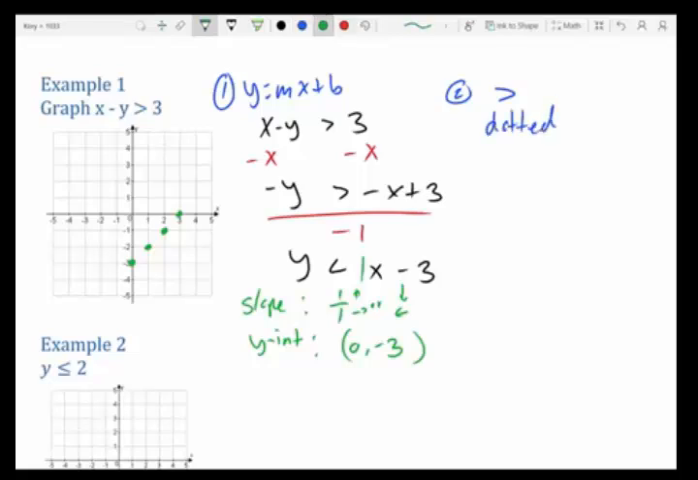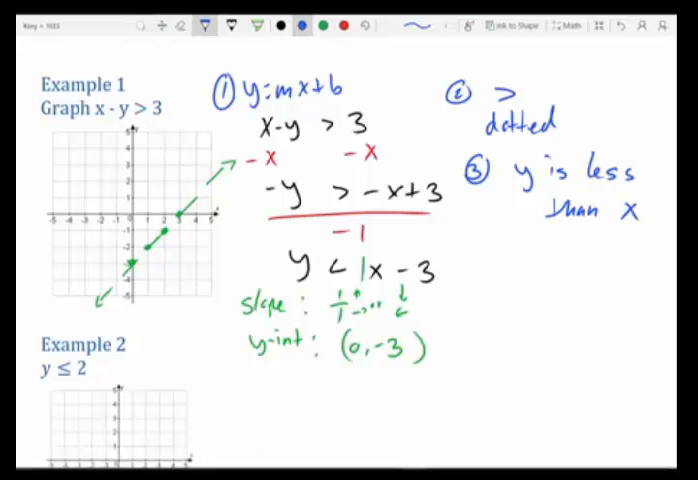So we connect it with a dotted line. If you forget to make it dotted on your test or anywhere, just put an arrow and say it's supposed to be dotted. You don't need to erase it if you don't want to. Now we need to read it. y is less than x. So if it's less than x, you shade below. And there we go.